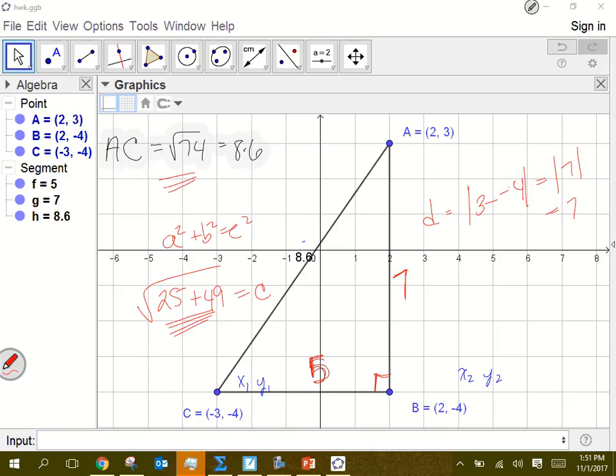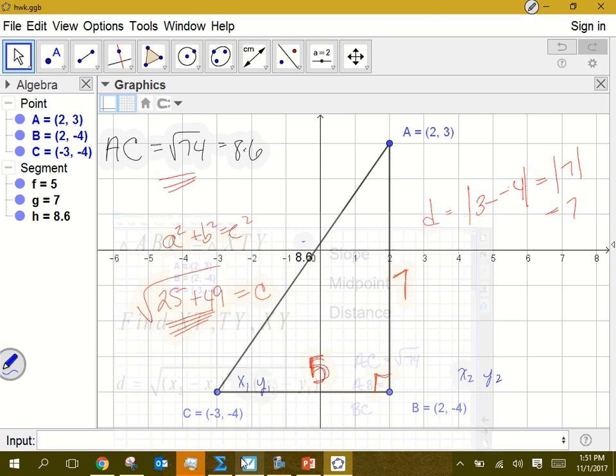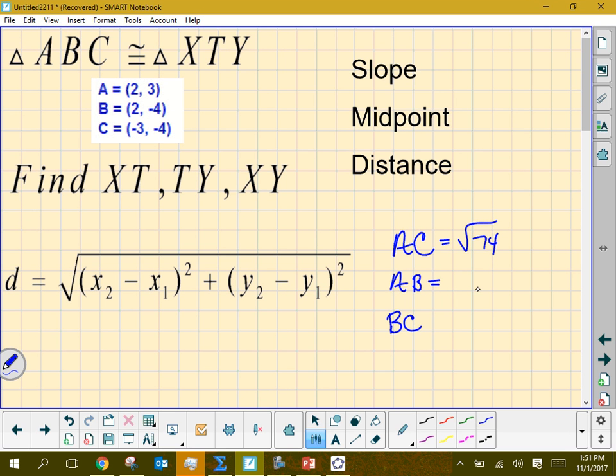Now, that being said, go back to the question that was being asked. We just found AC, AB, and BC. I think AC was radical 74, AB was 7, and BC was 5, right? Is that anything that they asked us to find? No. Okay, wasting time.